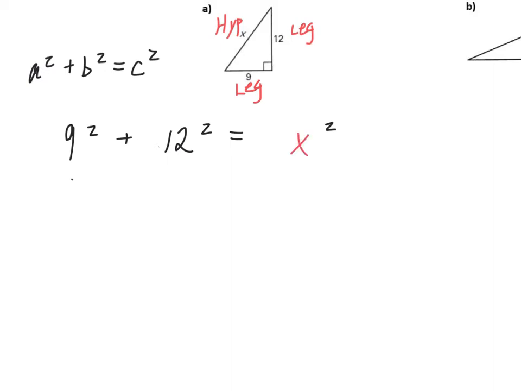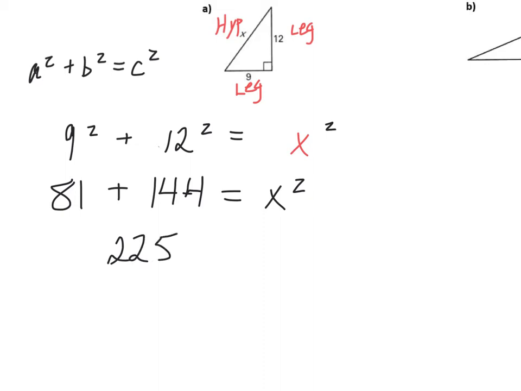So now I can go through and square these. We end up with 81. I end up with 144. And I still have x squared. So after I add these two up, I end up with 225 equals x squared.